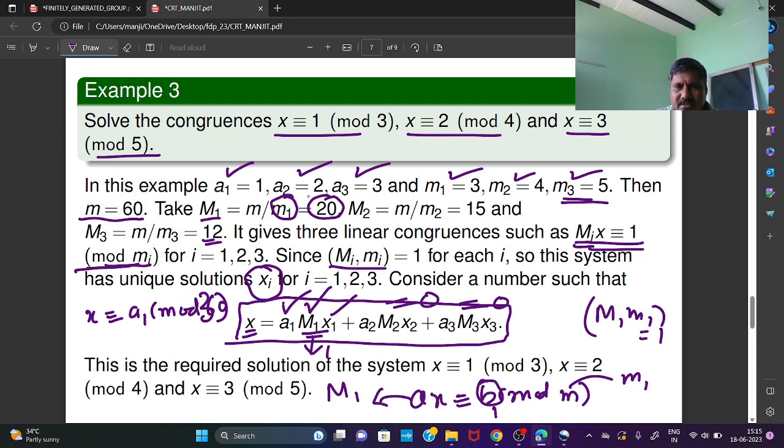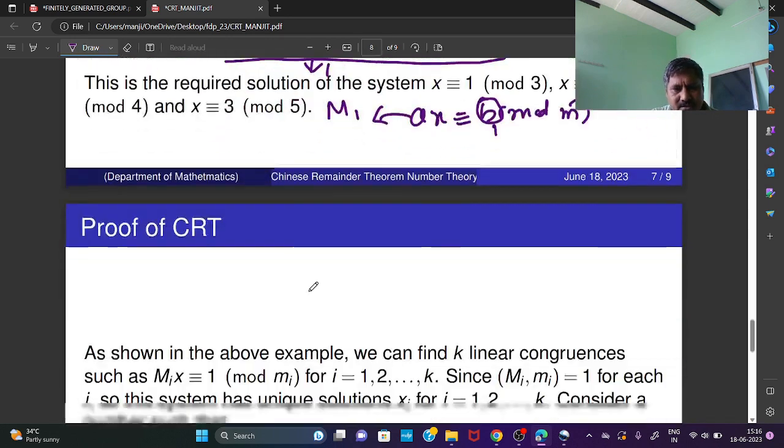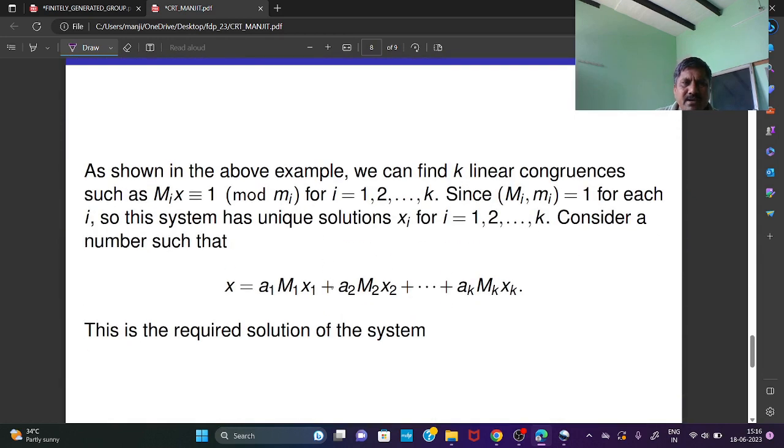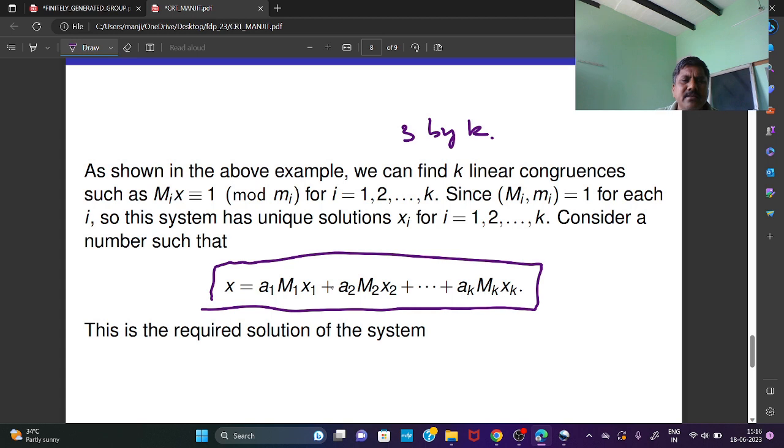After substituting these values, you have to fix x1. Actually, you first have to find x1, x2, up to xn, and then you can substitute these values. There may be several solutions, and it is up to your choice which solution you require. In this proof I just changed 3 by k, and in the same way we can find a linear combination that meets the requirement.